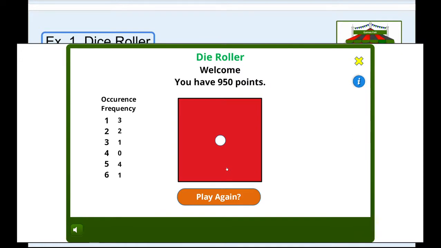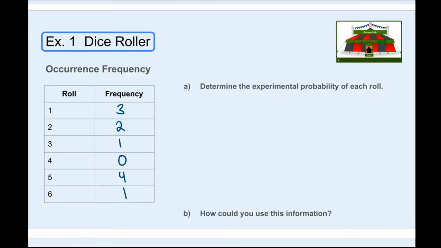If you didn't copy this down, again, if you do this on your own, you may get different numbers, but essentially you're copying this table into your notes. So copying it down, we want to determine the experimental probability of each roll. What is the experimental probability that we are going to roll a 1, a 2, a 3, a 4, a 5, or a 6? The first thing we want to do is figure out the total. What is the total number of trials? How many times did we roll this die?